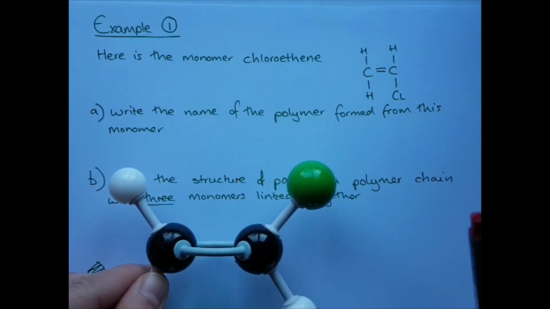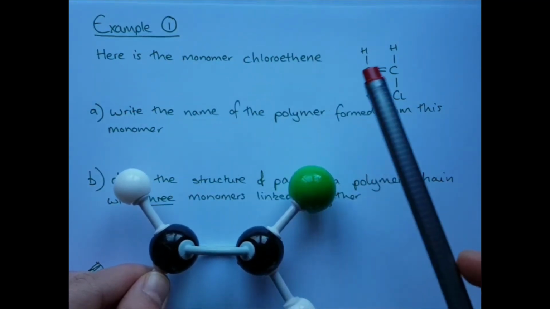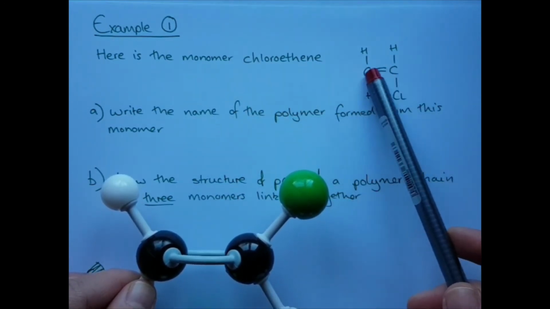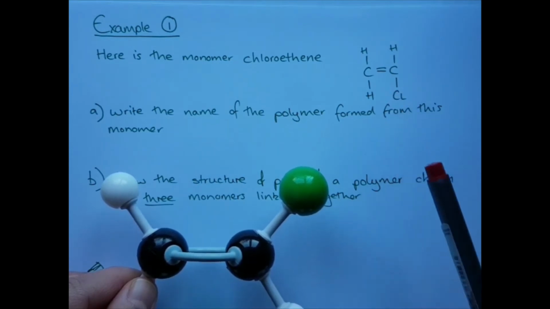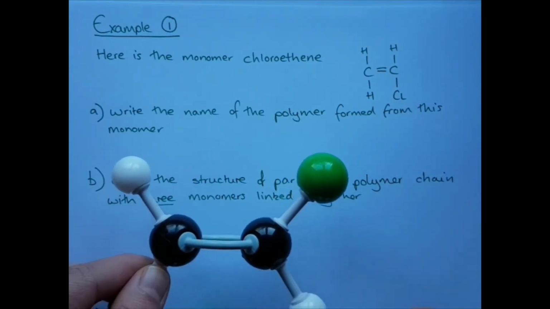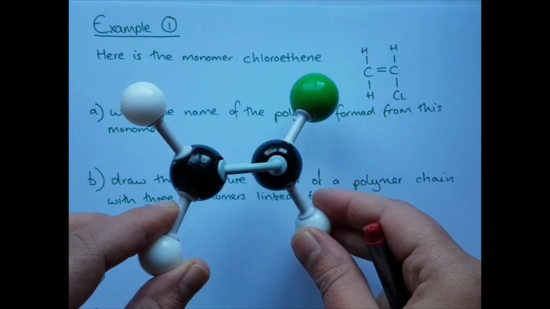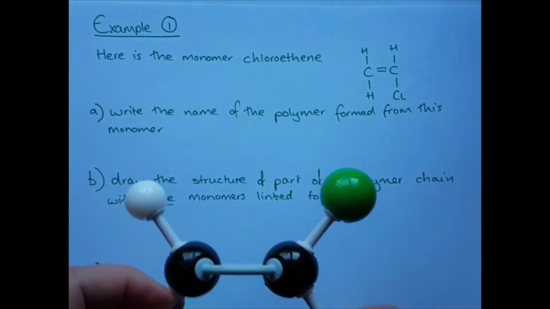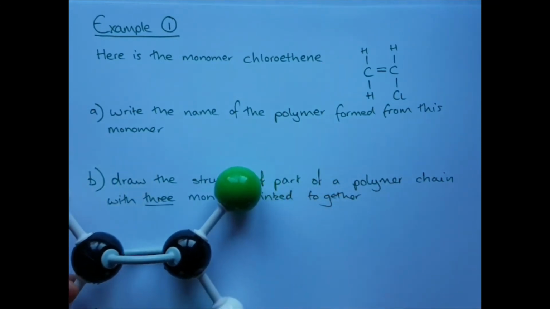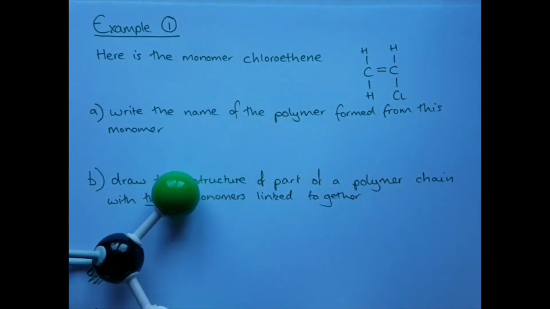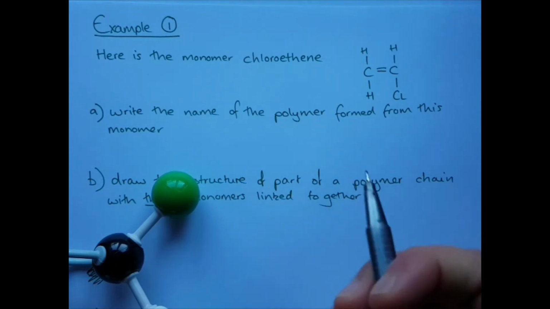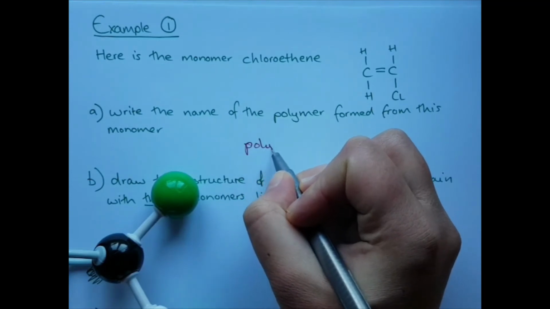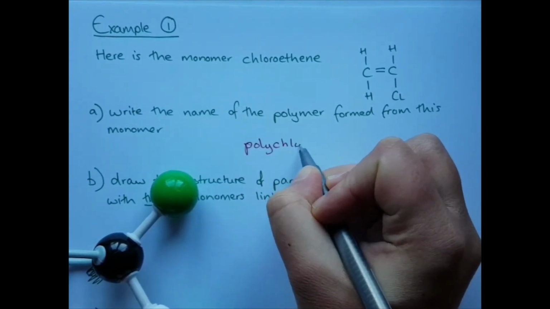For our first example, we're going to look at the polymerization of the monomer chloroethene. So here's the monomer chloroethene, and we can see it's got 2 carbons, which is why it's called ethene, but it also has a chlorine atom instead of a hydrogen atom, so it's chloroethene. This is what it looks like in the model here. So first thing we're going to do is write the name of the polymer formed from this monomer. I hope you can do that, so pause the video now and give it a go. Okay, nice and easy. We just stick poly on the front, so we're just going to call this polychloroethene.